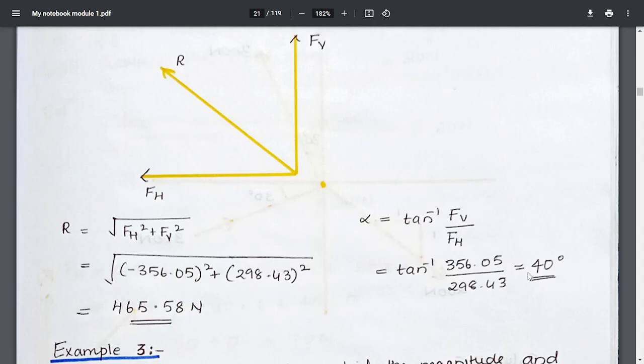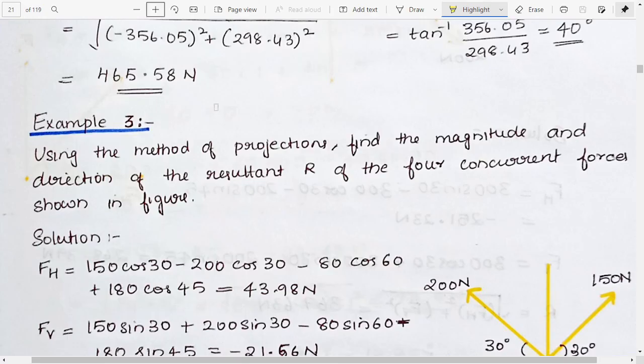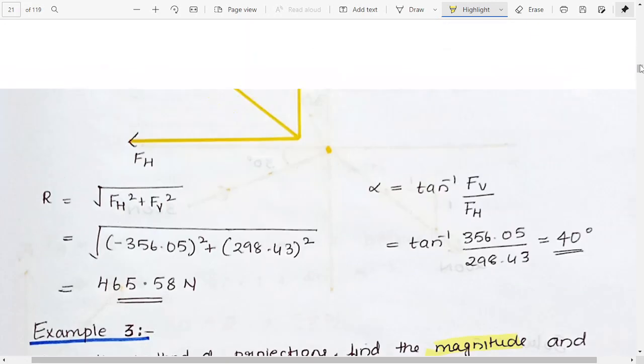Okay, now let us move to example number 3. In example number 3, we need to use the method of projections to find the magnitude and direction of the resultant R of the four concurrent forces shown in the figure. So this is our figure.